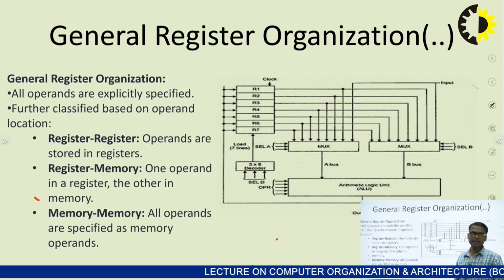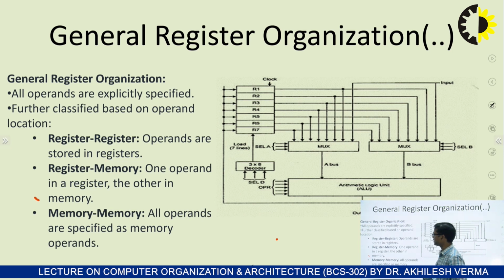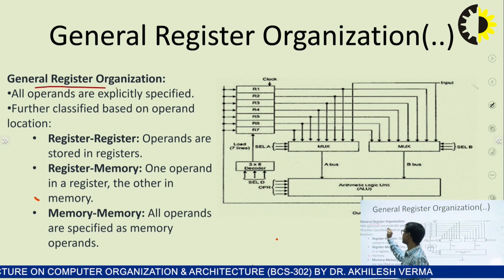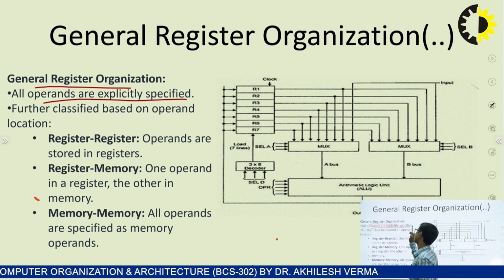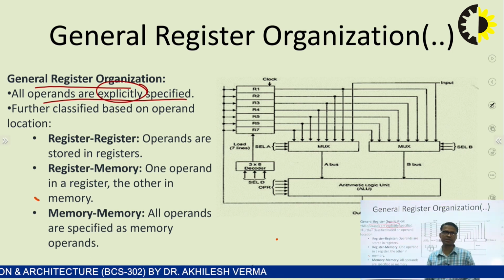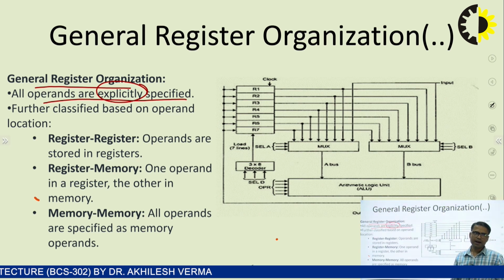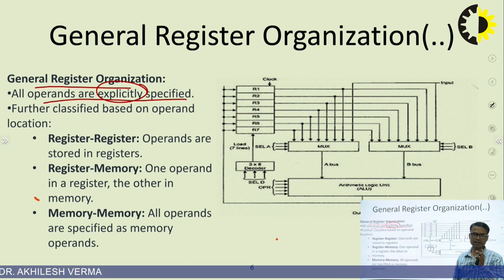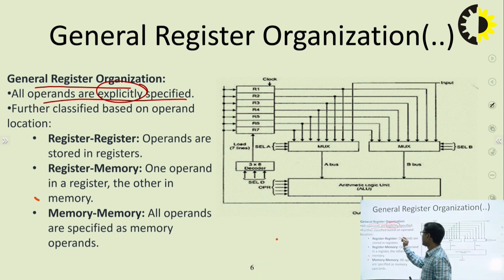On the other hand, we can generalize this single accumulator to many registers. So, that is called a general register organization. All the operands are explicitly specified. Okay. Now, you have a choice to exercise explicit data. Earlier, there was one explicit choice, the other was fixed, that is the accumulator. They are further classified by how you are taking both operands: register to register, or register to memory, or memory to memory.